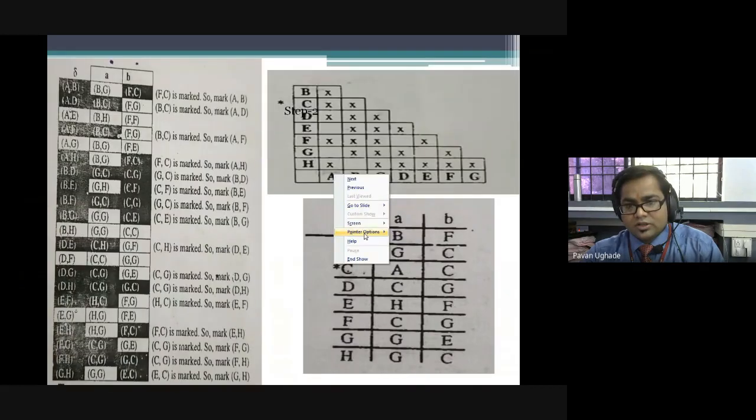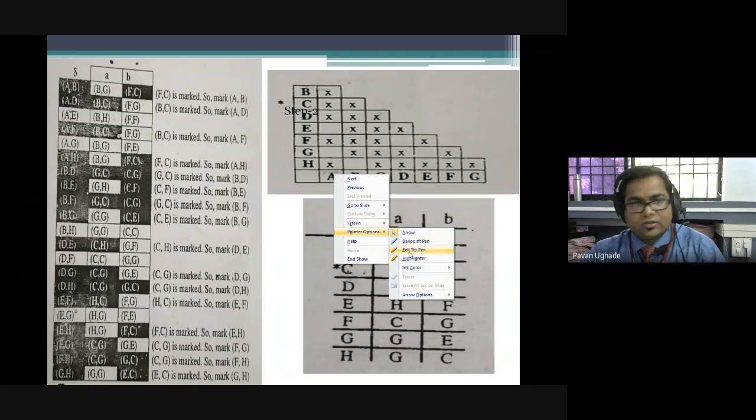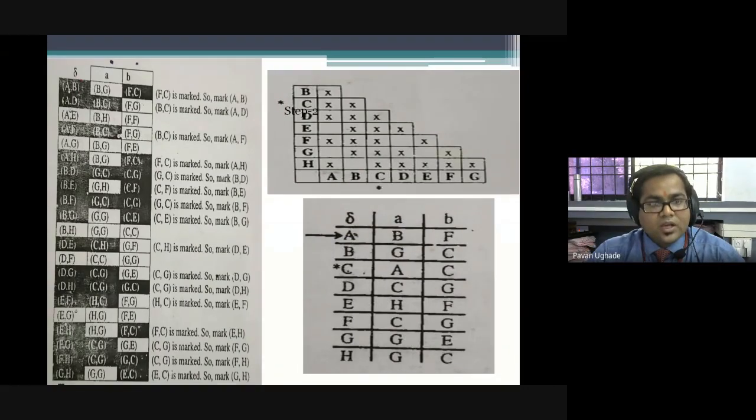Okay, let me take the here. AB over A. What is that? BG. I have written BG. AB over B. What is that? FC. I have written FC.